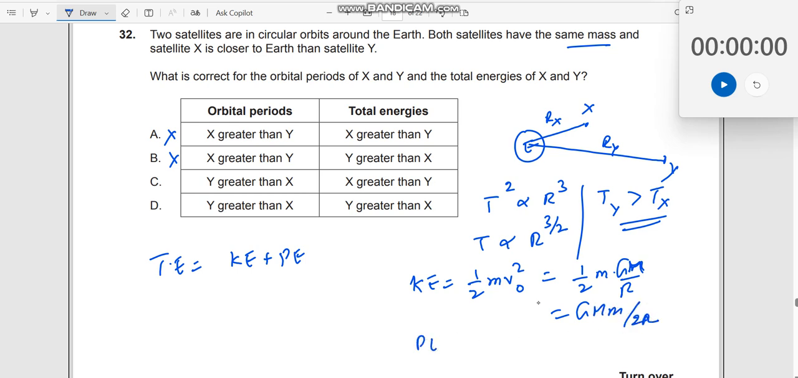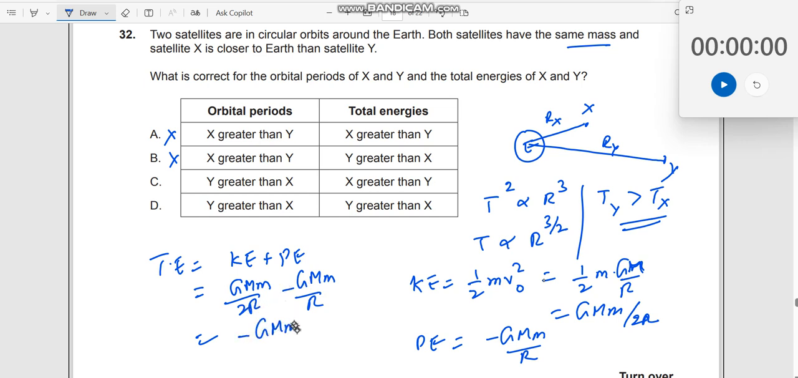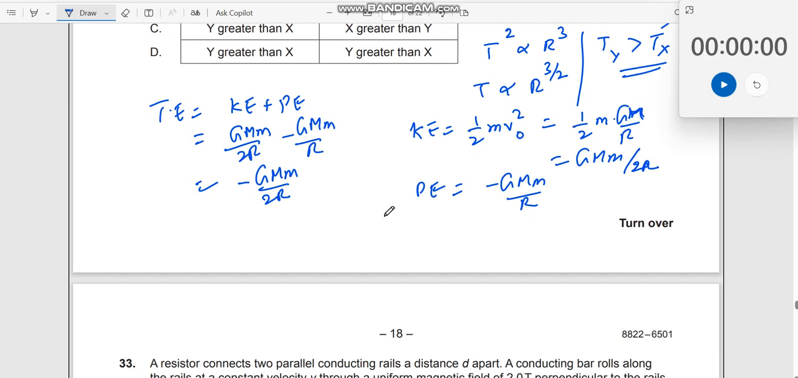Now what is potential energy? Potential energy is equal to minus GMm divided by r. This is when the particle is at a distance of r from the center of the Earth. Now what is total energy? Let me add these two, which will give me GMm divided by 2r minus GMm divided by r. This is half of this minus this one, so it is negative, which is minus GMm divided by 2r. Always remember, the total energy of a satellite revolving around the Earth is negative. That means it's bound.